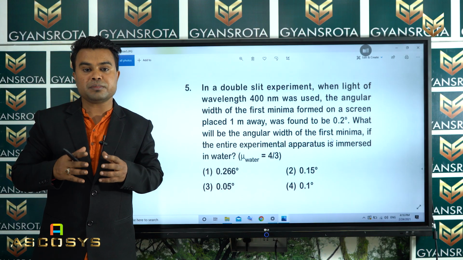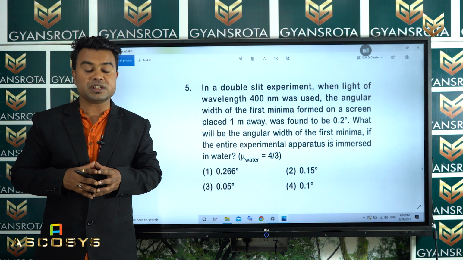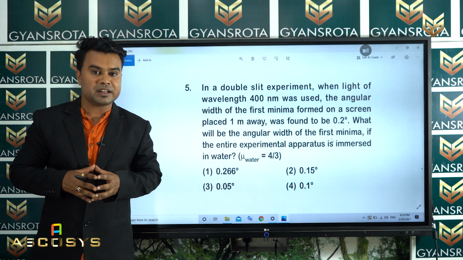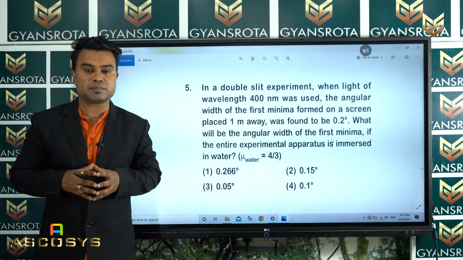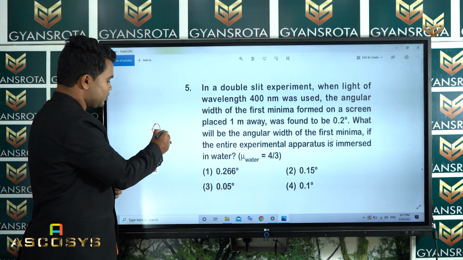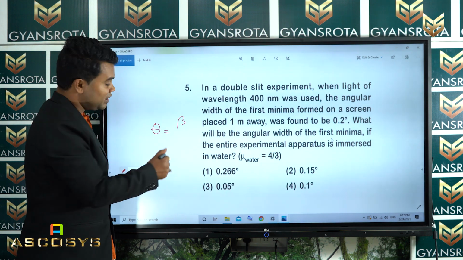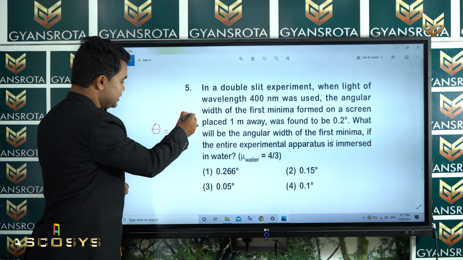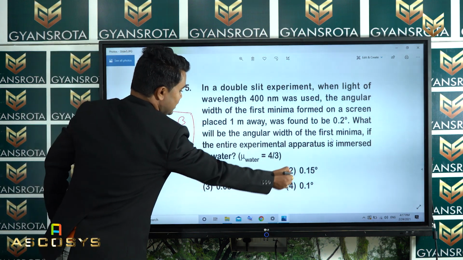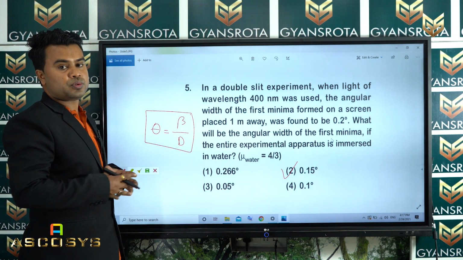Okay. Now, if you immerse it in water, the refractive index will change, right? That is the only thing which will change. So, if the refractive index changes, what will be the effect on the wavelength? That can be studied in the chapter Young's double slit experiment. For your convenience, let me tell you, you just use this formula. Theta is equal to beta, that is the angular width, that is the fringe width divided by capital D. If you use this formula, your answer will come out to be option number 2, that is 0.15 degree. This is question number 5. Let us go to question number 6.